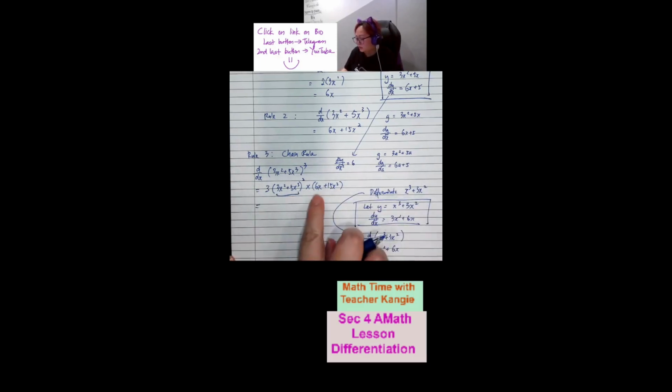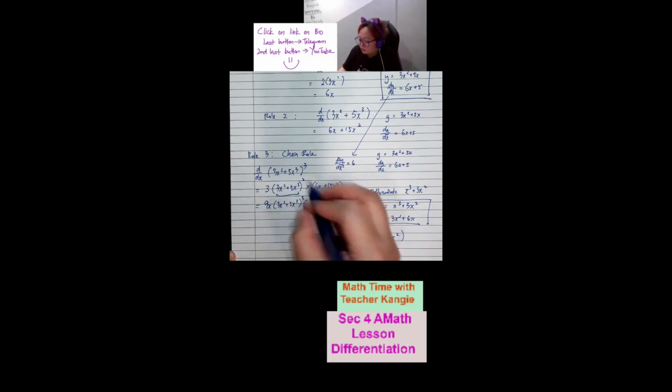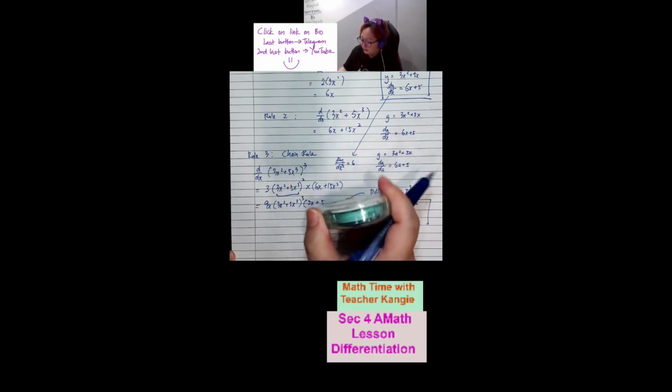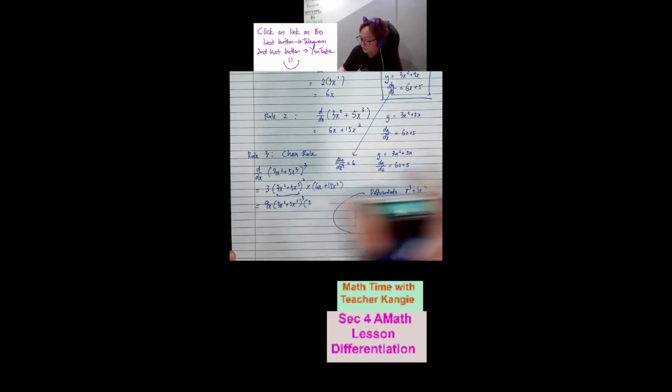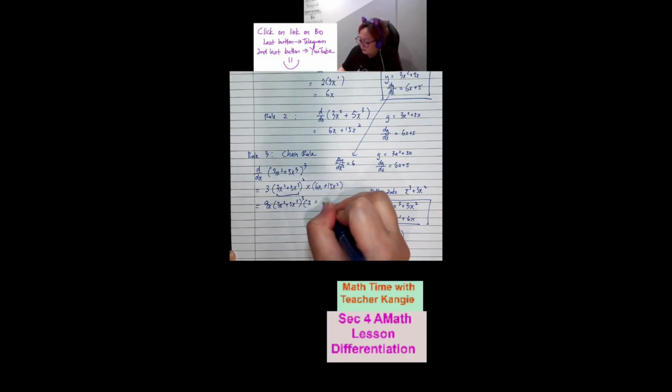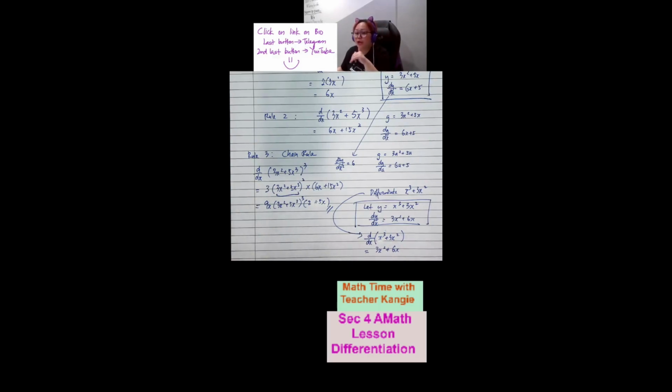So, in the end, this one I still can take a common factor, 3x. So, this one becomes 9x, 3x squared plus 5x cubed to the power of 3. This one, because I take out 3, so I'm left with 2x, 5. I take out x already, so it's just 2. Plus, take out 3 already, so 5x. And we are done. So this is chain rule. Okay, rule 3, chain rule.